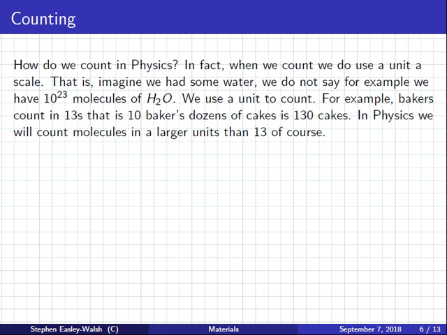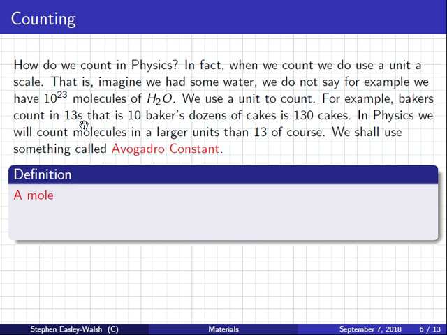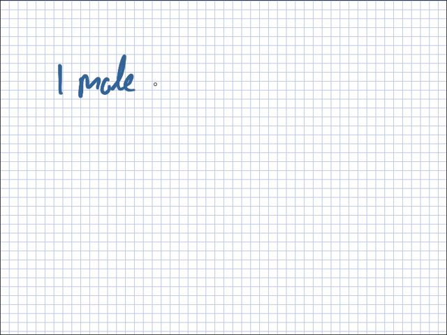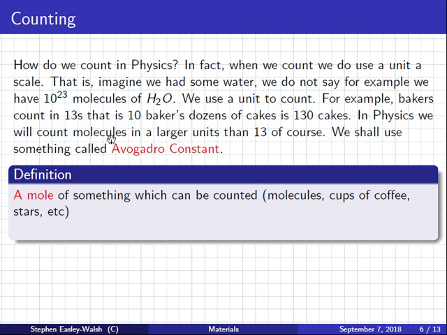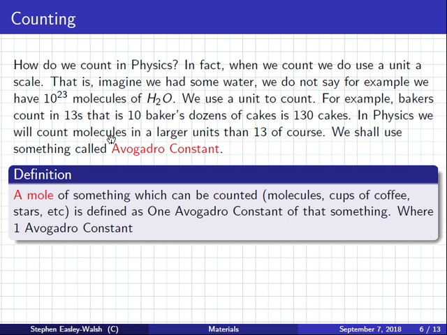In physics, we don't count in 13s because 13 is too small of a unit. What unit do we count in? We count in something called Avogadro's constant. So we count in something we call moles. So if we have 1 mole of X, that's equal to, and I'll tell you what it is now, a lot, okay? 1 mole is a lot. 1 mole of something, like for example, 1 mole of molecules, 1 mole of coffee, 1 mole of stars, is defined as 1 Avogadro's constant. And Avogadro's constant is defined as 6.02 times 10 to the 23. So if I have a mole of something, I have a lot of it. A mole is a very big unit to count in.